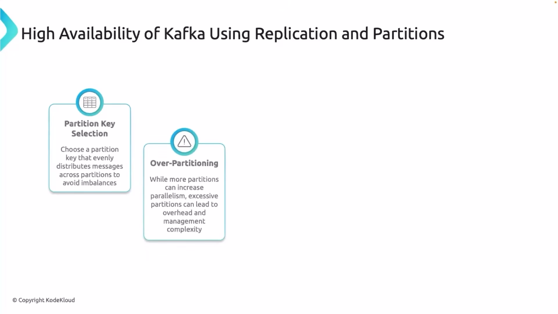Overpartitioning can be an issue too. Excessive partitions can lead to overhead and management complexities. Each partition requires resources for replication, metadata, and coordination. Too many partitions can slow down the system and make it harder to manage. So balance is key here, and you need to know how to partition a topic based on the use case.